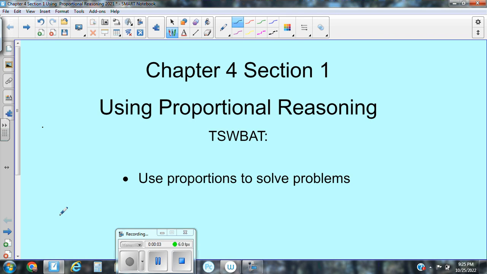Okay, today we'll cover Chapter 4, Section 1, using proportional reasoning. At the end of today's lesson, you will be able to use proportions to solve problems.